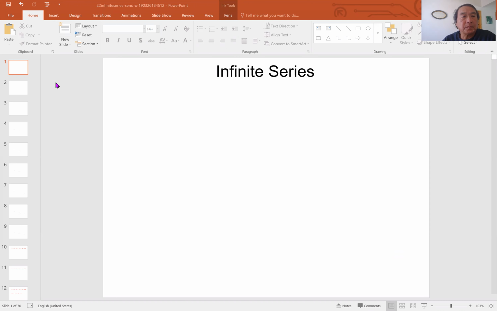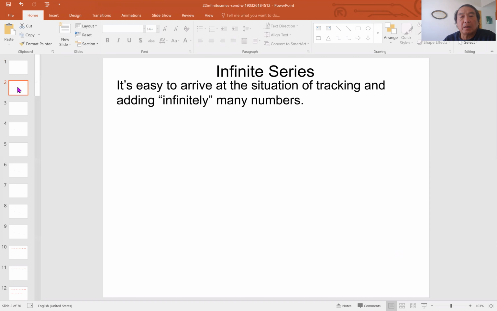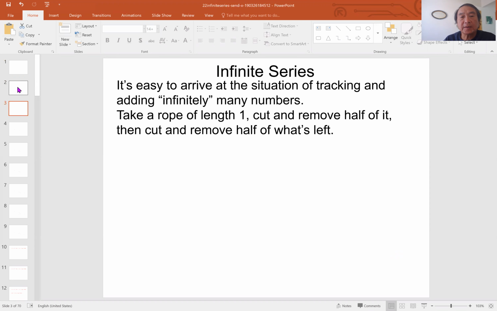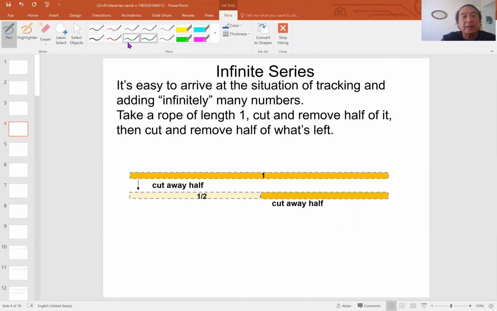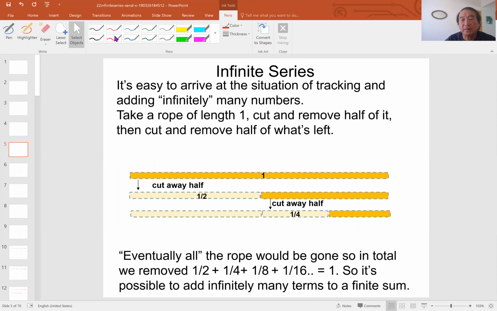Infinite series means adding infinitely many numbers to try to get an answer. Here are examples where we are able to add infinitely many entries but wind up with a finite answer. For instance, we take a rope and cut away half of it, and what is left is half. Then we cut away half of that, and what's left is a quarter, and so on.